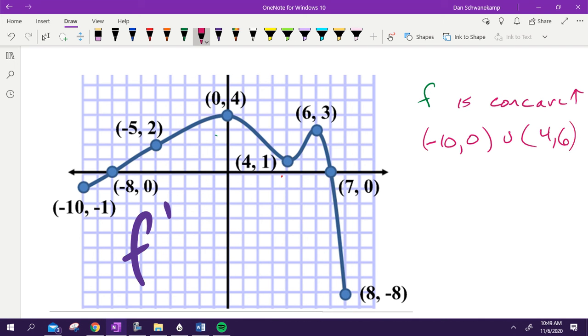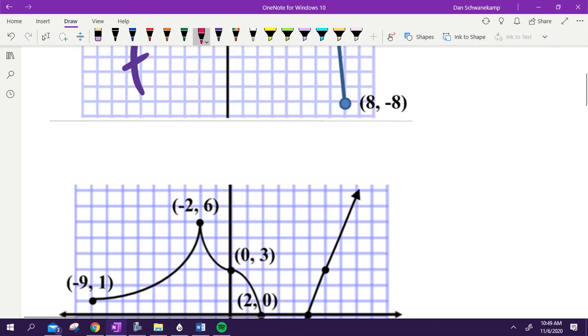Alana, why am I concave up there? F prime is increasing. That is the only justification you should have, besides maybe f prime has positive slope. I like increasing better because you won't screw it up. Questions there? Let's do it again.